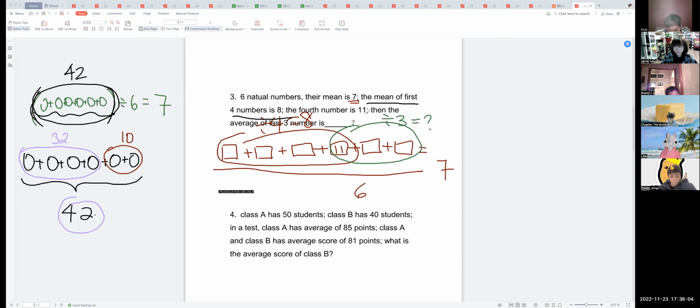And this one, the 4th number is 11. So that means 1, 2, 3, 4, the 4th number is 11. Okay, so now I want to calculate the average of the last 3 numbers. How to do it? 11 plus 10, correct? Divided by 3. So 21 divided by 3 equals 7. Understood, everybody?